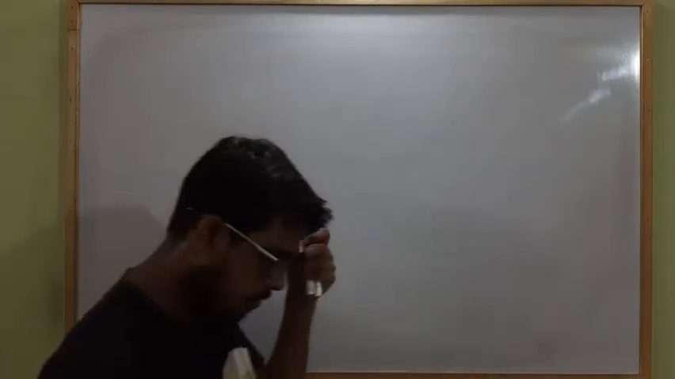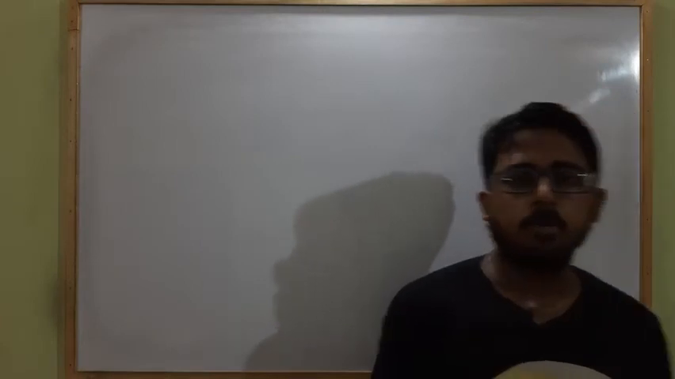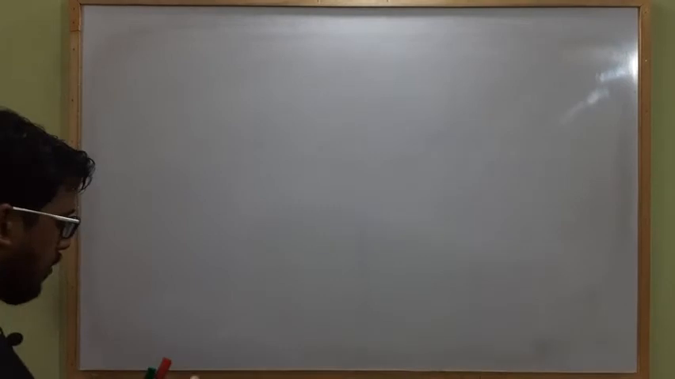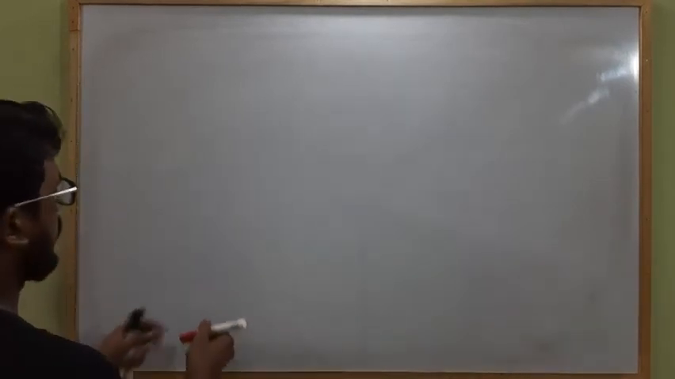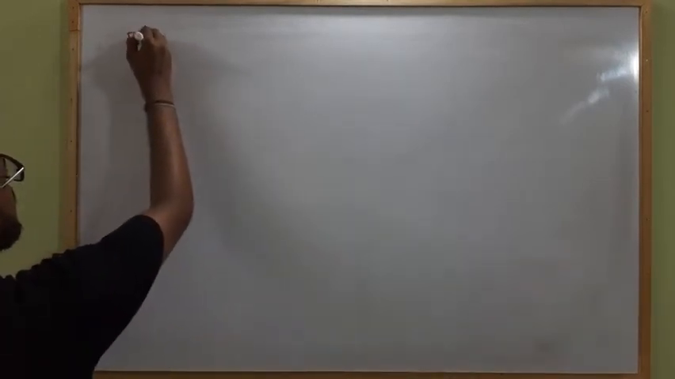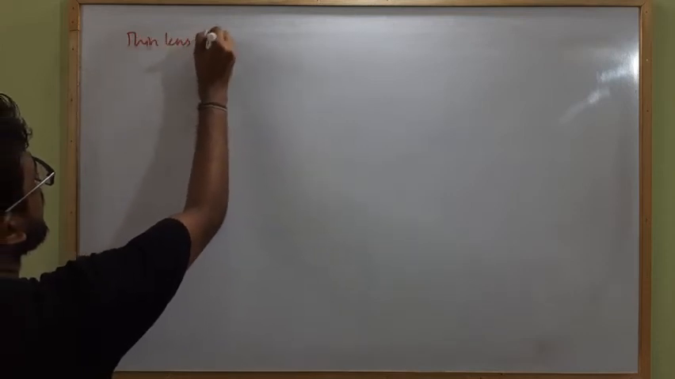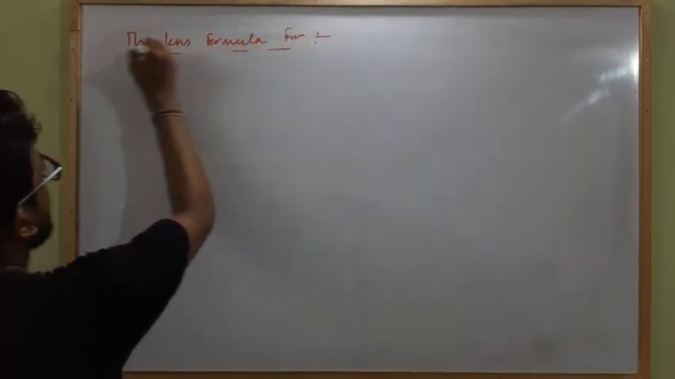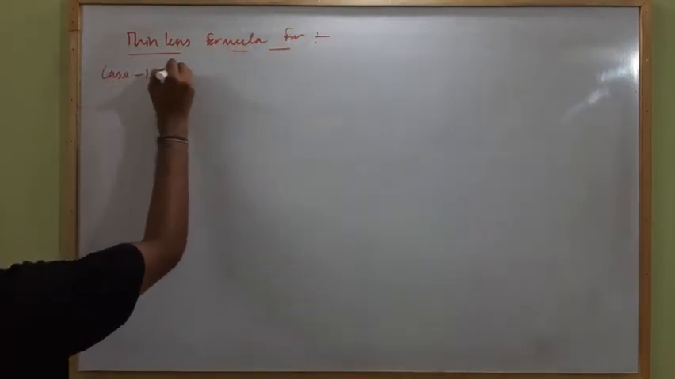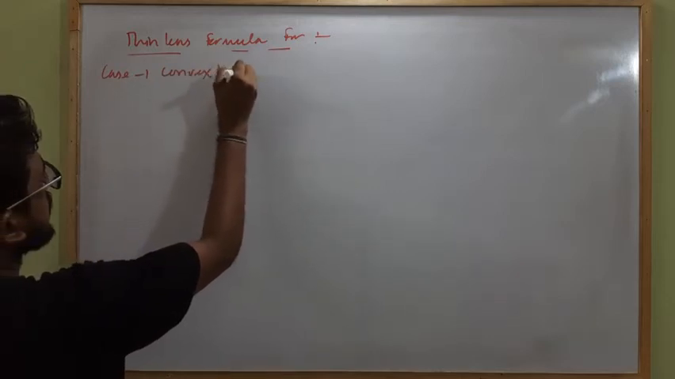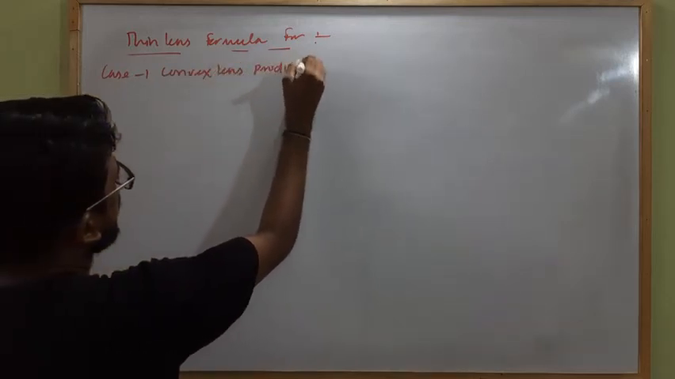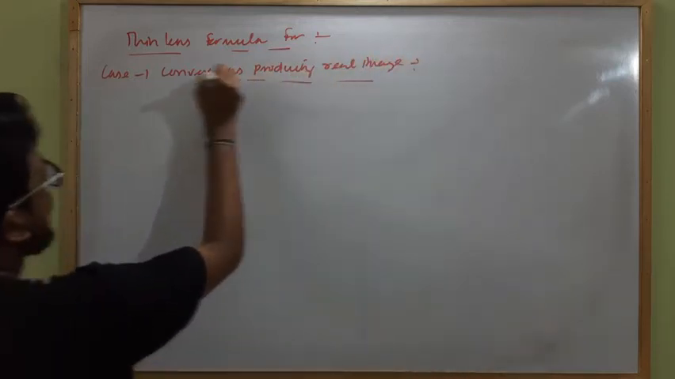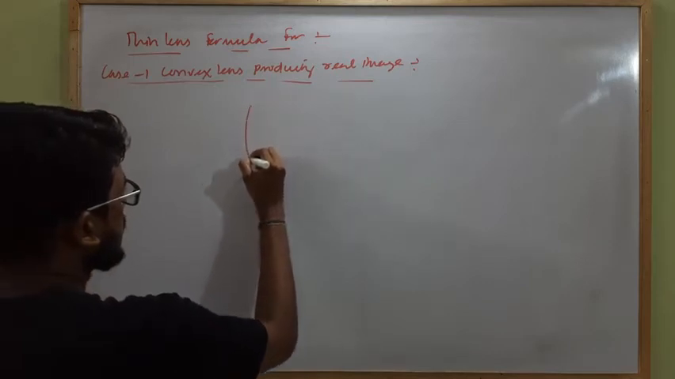Next, we are going to derive the lens formula for different cases of image formation through a convex lens and concave lens. So, thin lens formula for case 1, convex lens producing a real image. Okay, so here is a convex lens.